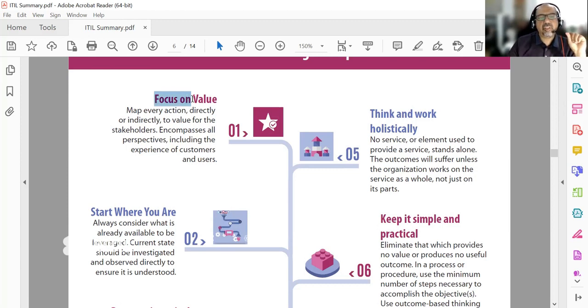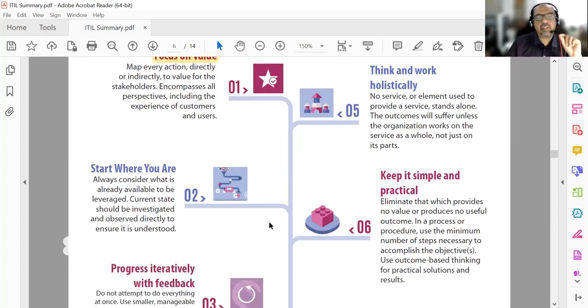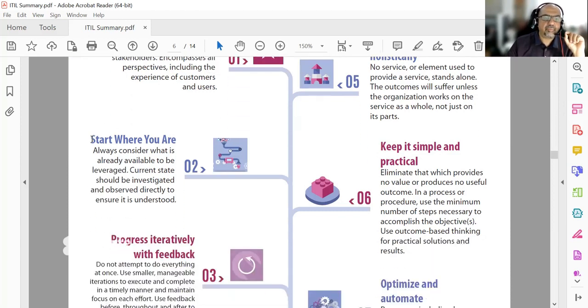So that was the first principle. Second one, start where you are. So we need to consider what we have, what's already available. Can we reuse? Can we recycle? We need to observe directly what we have in our environment. What we have, I mean resources. Could be human resources or hardware, software, license, policies, and so on.